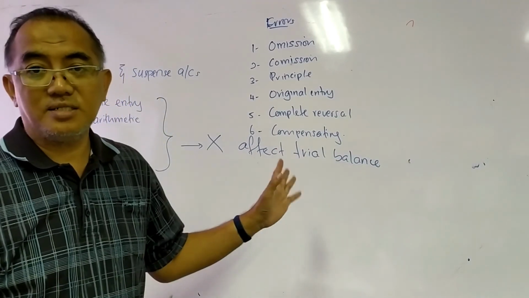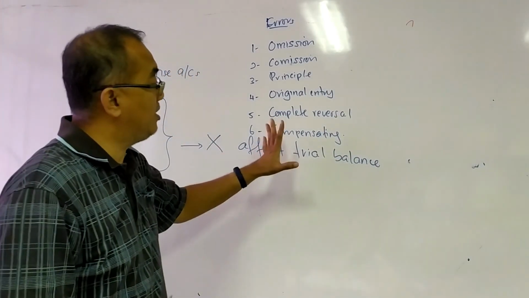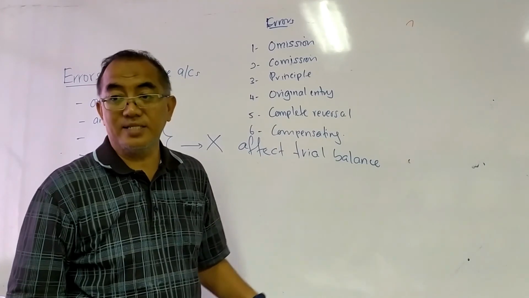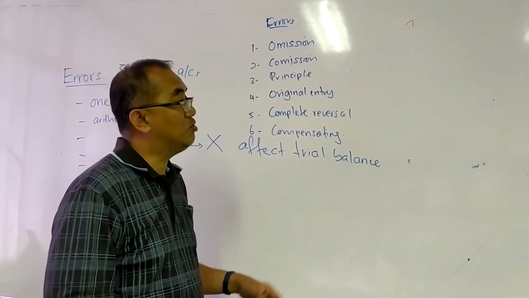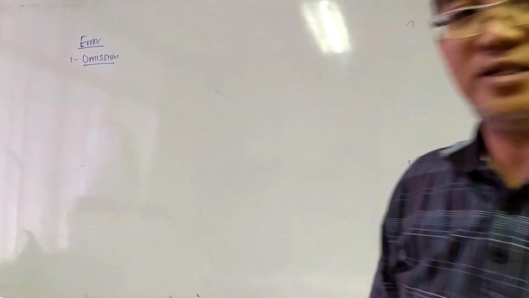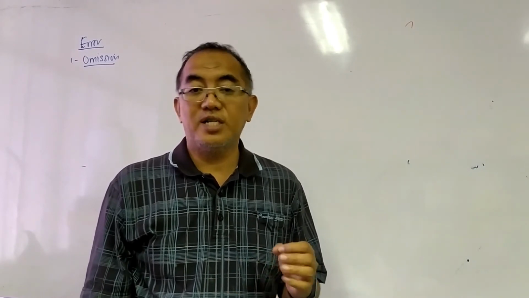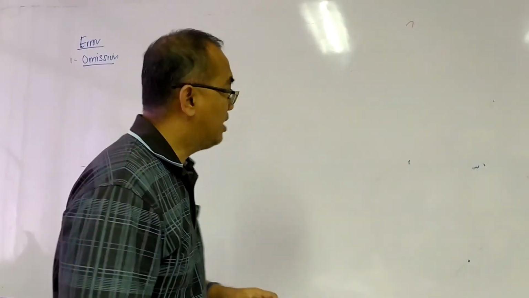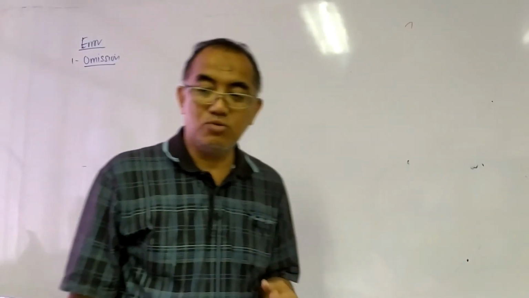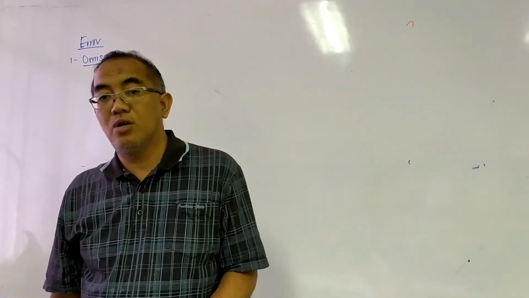If these errors happen, your trial balance still balances. So we shall look at them one by one. First is error of omission. Omission comes from the base word omit. Omit means that you forgot, you didn't write. You didn't do the journal entry at all. So you forgot to write.